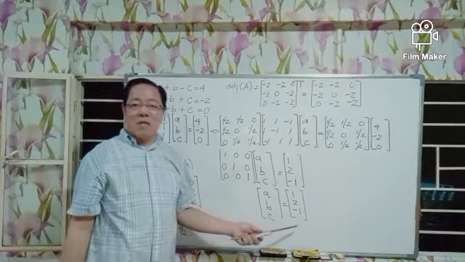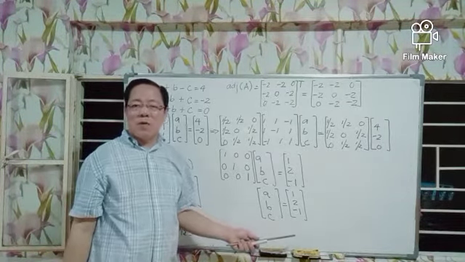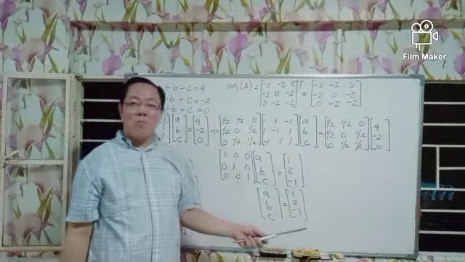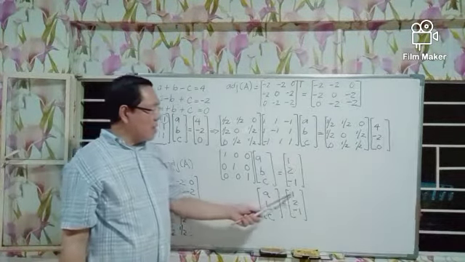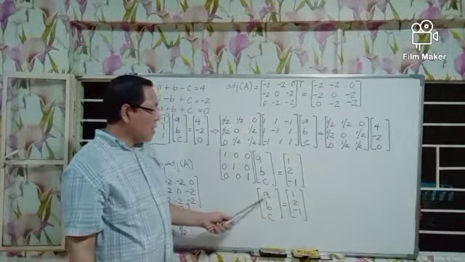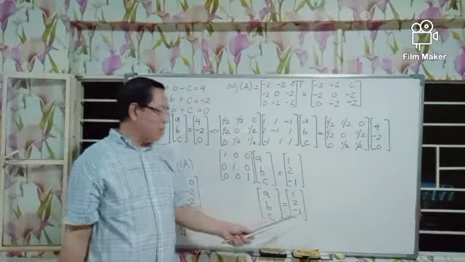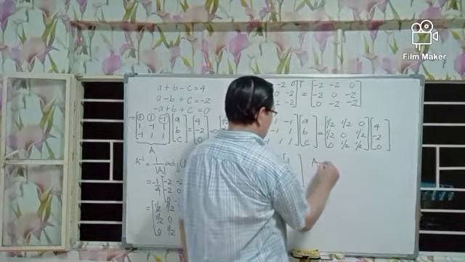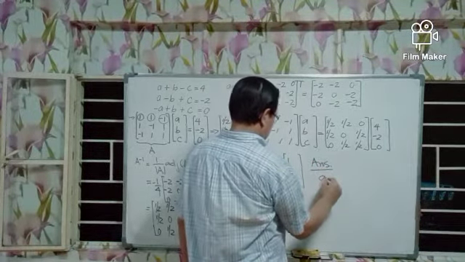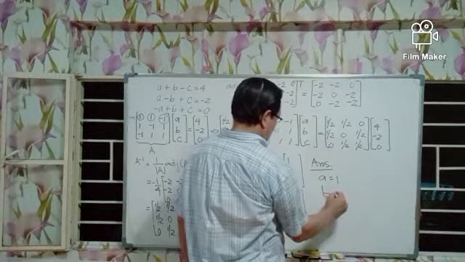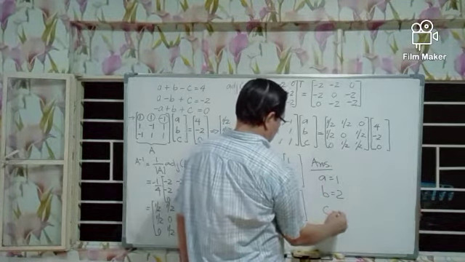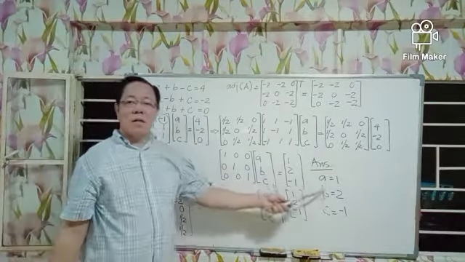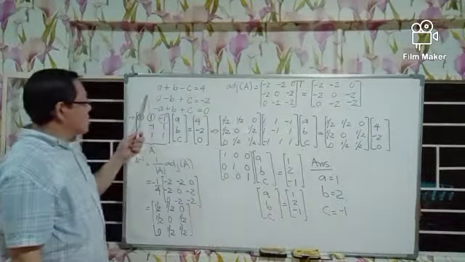And these two matrices are equal if they have the same size. That's the first condition. They are both 3 by 1 matrices, or they are both column vectors. And the corresponding entries must be equal. Therefore, A is equal to 1, B equals 2, and C equals negative 1. And these are the solution to the given system of linear equations.